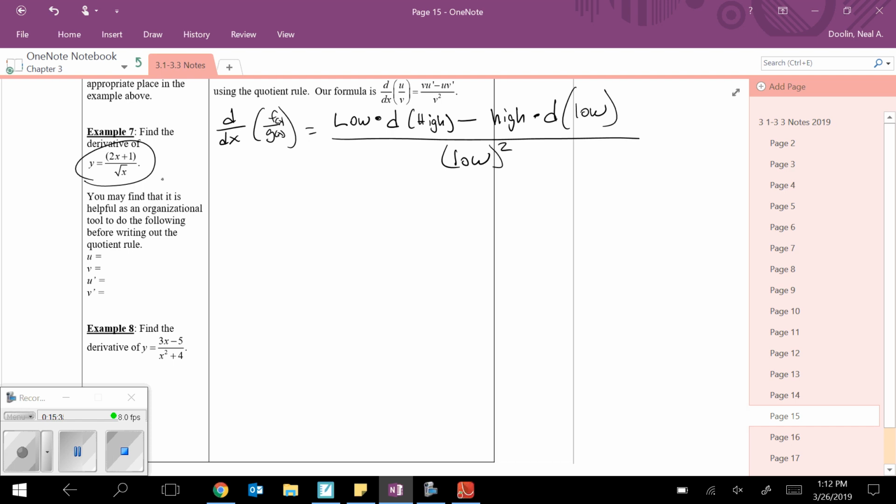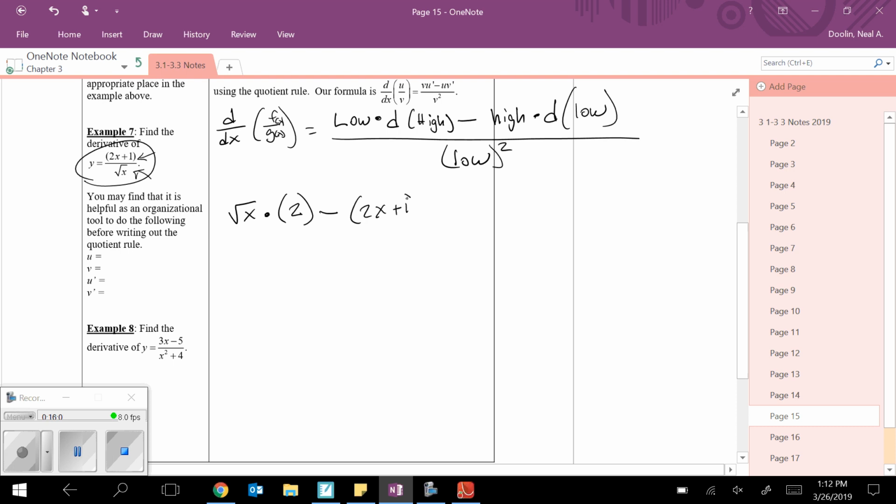Let's jump straight into the formula. You can use this if you like the U's and V's. Personally, I don't. So I'm just going to go straight to my sing-songy thing that helps me remember it. So low, square root of x, times the derivative of the function in the numerator, so high, 2x plus 1. So the derivative here would just be 2, minus the high function, so plus 1, times the derivative of the low function.